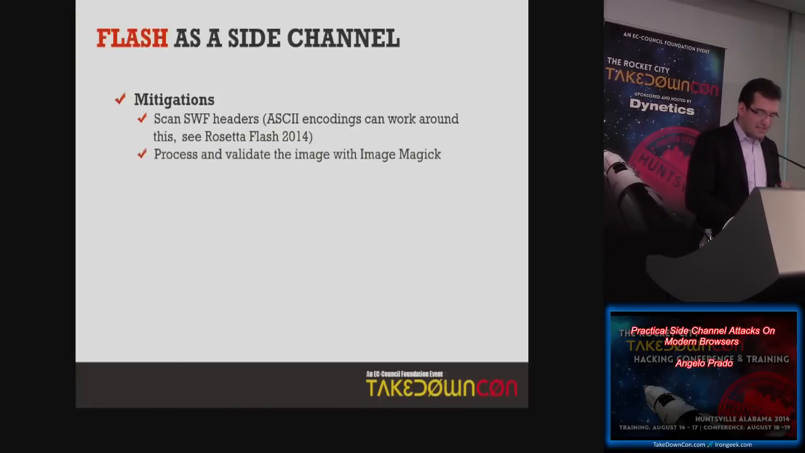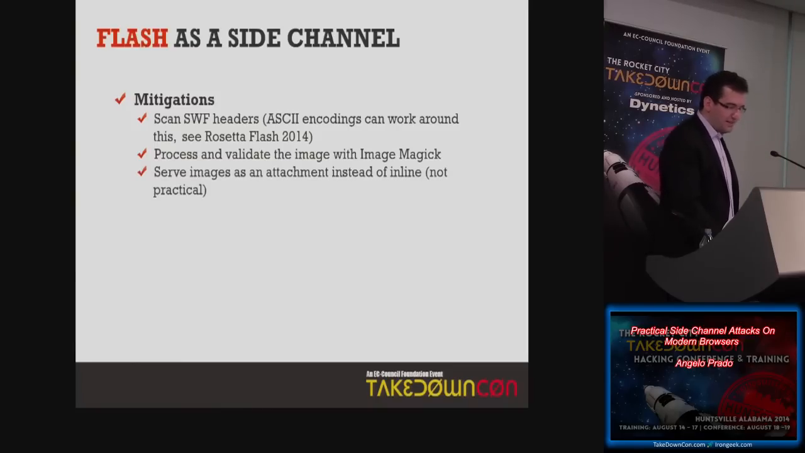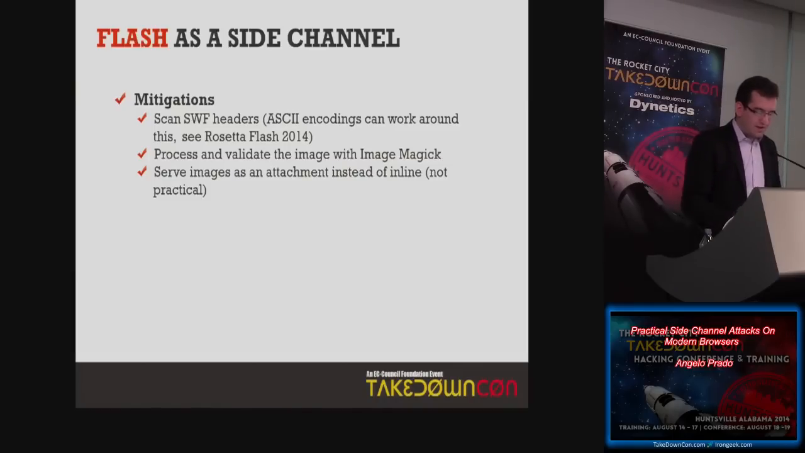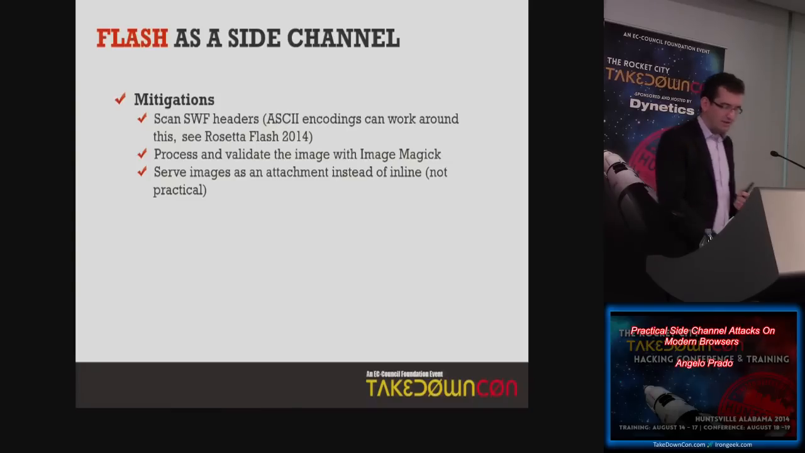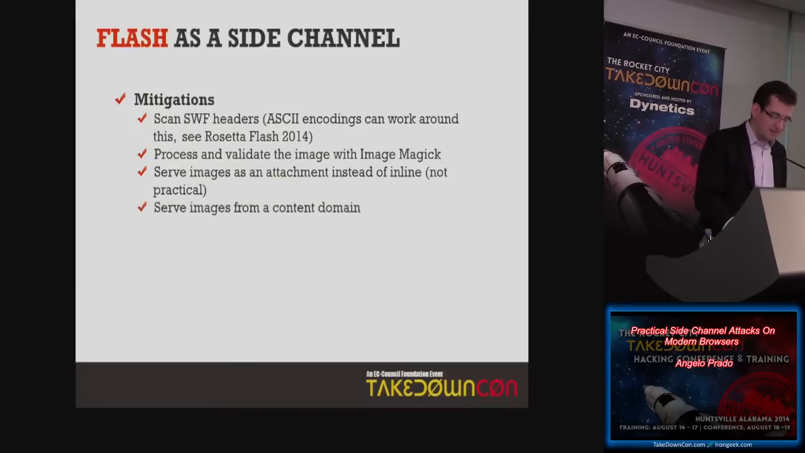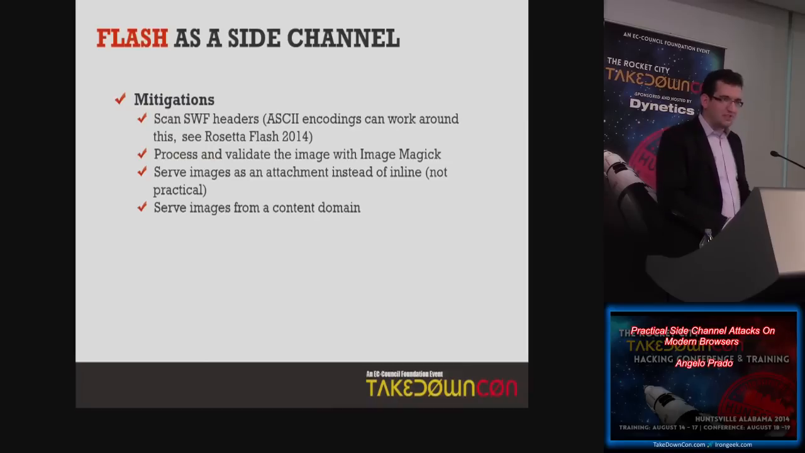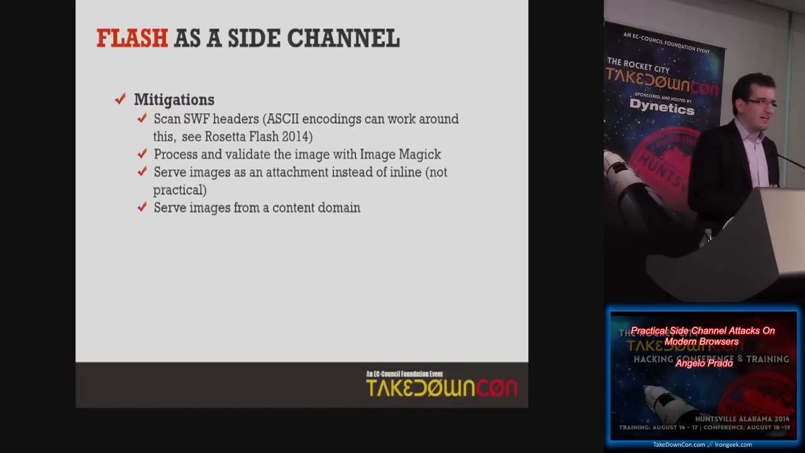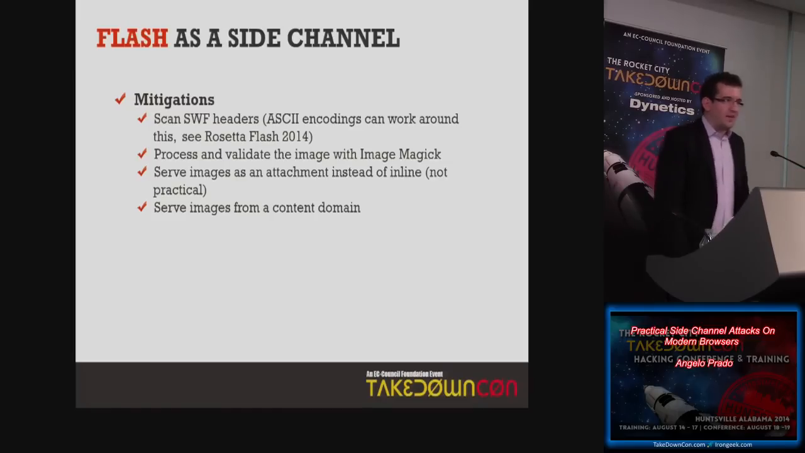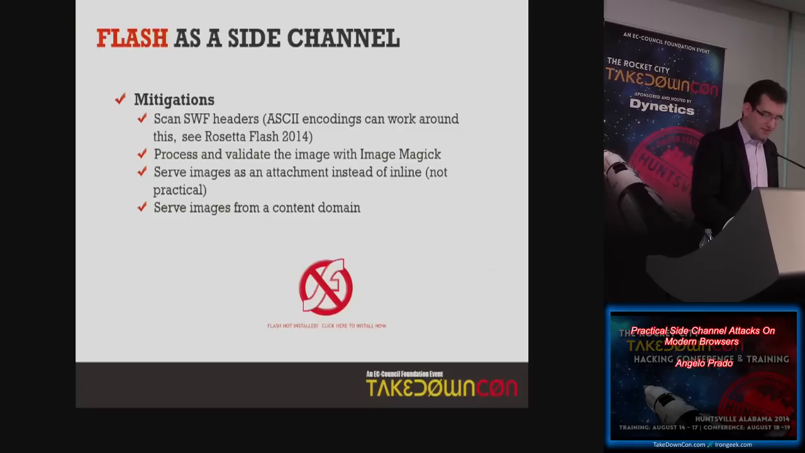You can process and validate the image. That allows us to see if it's a real image. But there may be some trickery there. Maybe it has some image headers and then some Flash headers. Another way you can serve the images as an attachment instead of inline, but then we cannot see the images, we can only download them, and because it's an attachment, Flash will not render it. And what Google and Microsoft typically do is serve the images from a content domain. So when you upload an image, it's not served from google.com, it's served from googleusercontent.com. And that domain is a sandbox that keeps things separated.